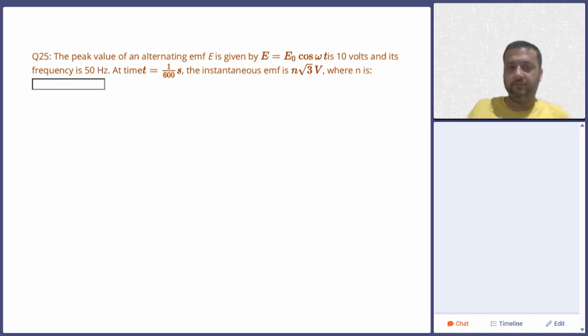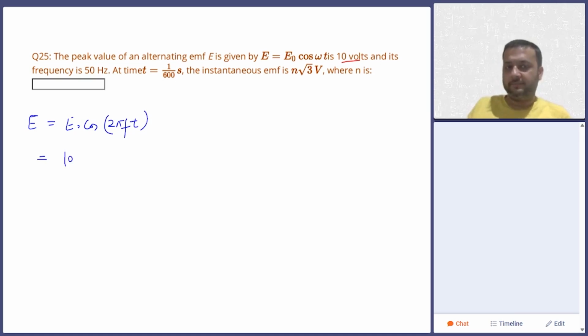The peak value of EMF E is given by E naught cos omega t. So peak value is 10 volts and frequency is 50. So we have to find the instantaneous EMF at t equals 1 by 600 seconds. Very easy question. So the value of E as a function of time is E naught cos of omega t, where omega is 2 pi f. So 2 pi f into time. This is the function given.